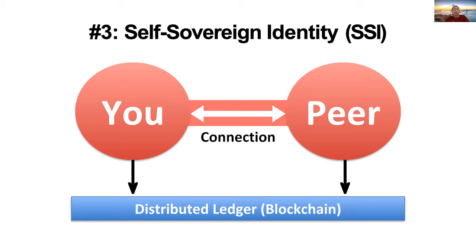So here in the model, you directly connect to your peers. So you don't have to go through intermediaries such as identity providers, Facebook and so on.